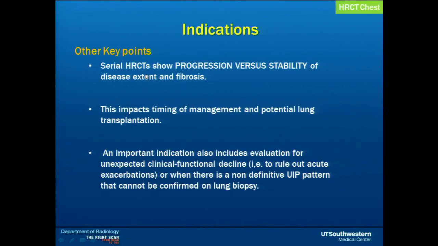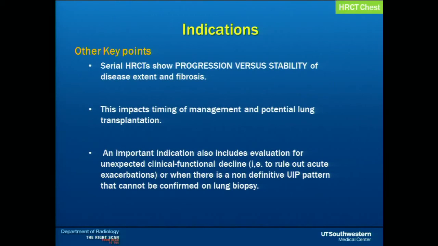So anyways, the other indications include serial high-resolution chest CT scans to show progression versus stability of disease extent and fibrosis. And why is this important? Because this impacts the timing of management and also can upgrade the patient on the lung transplantation list.